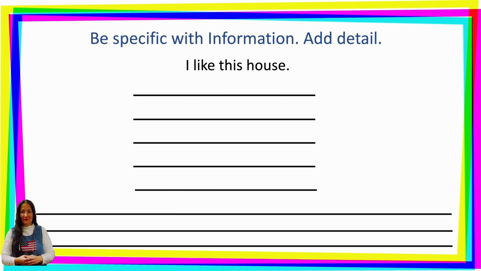Be specific with information. Add detail. I like this house. We don't know anything about the house and what they like about it, but we're going to add our details and discuss what we like. I like this house on Mulberry Street. It's saying where the house is.